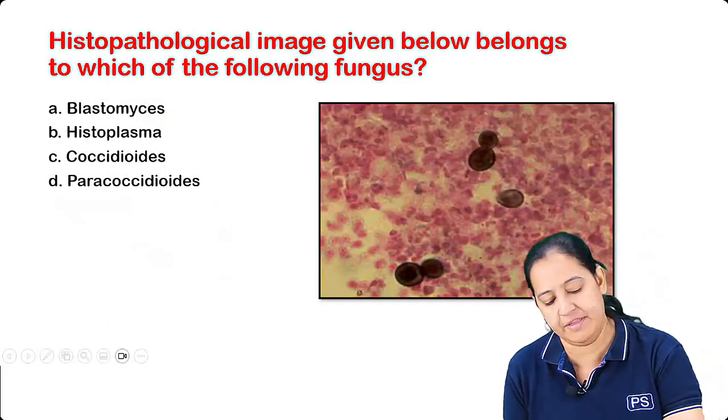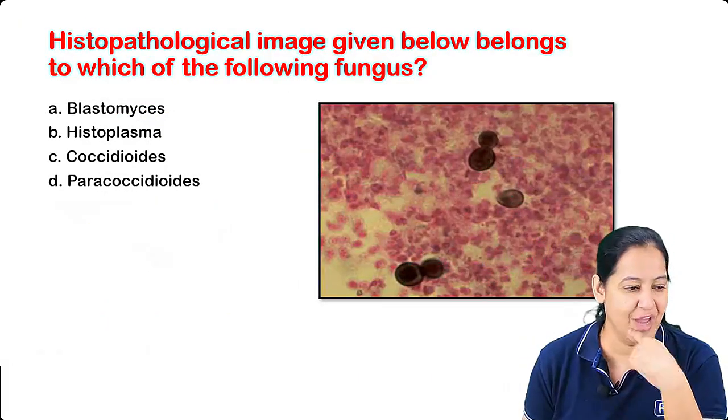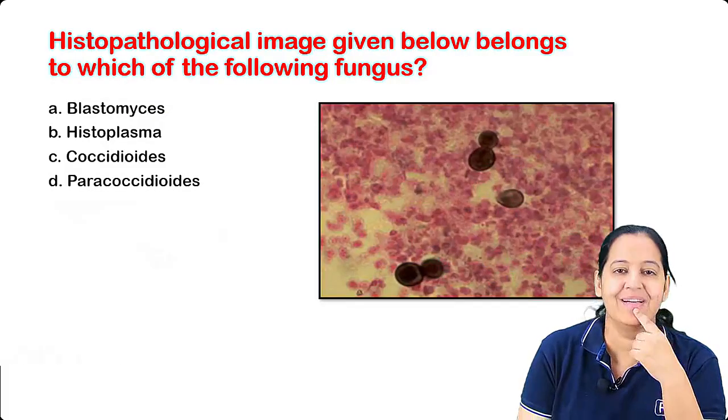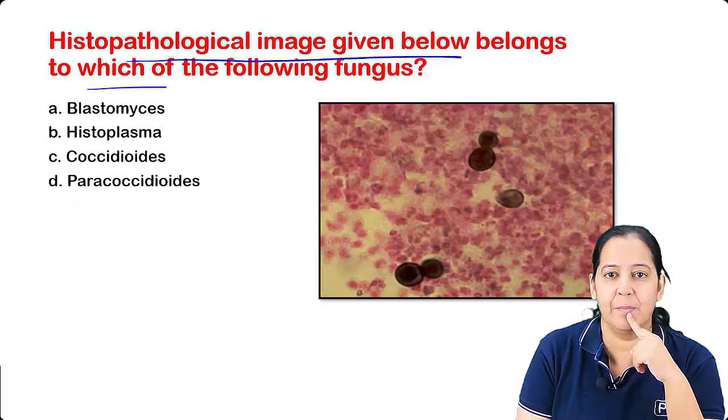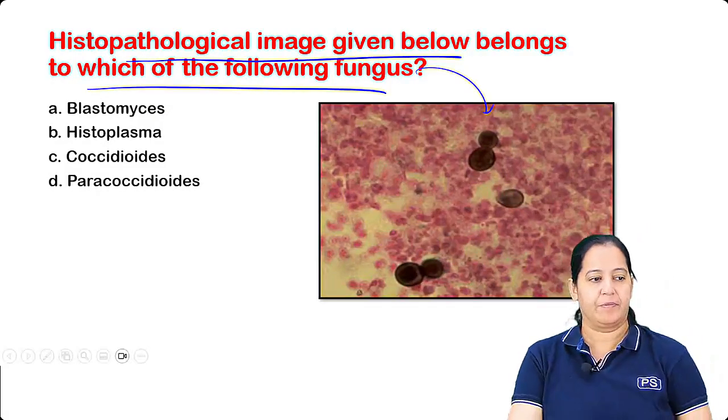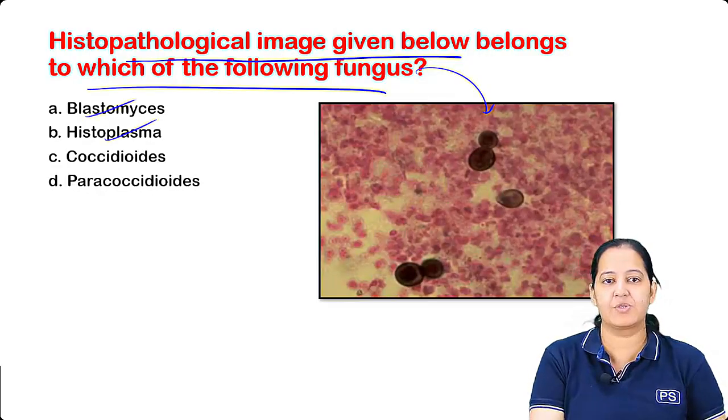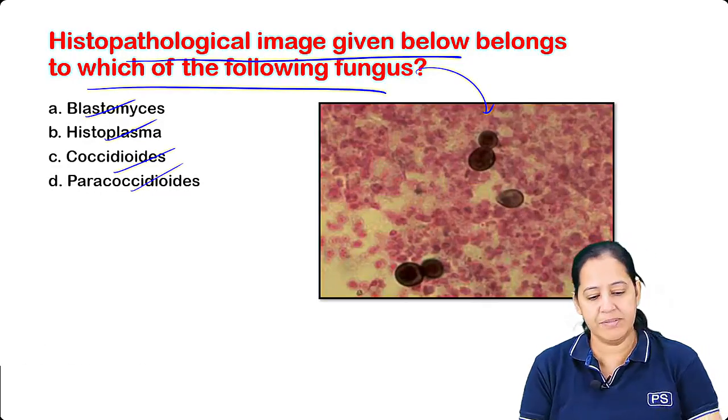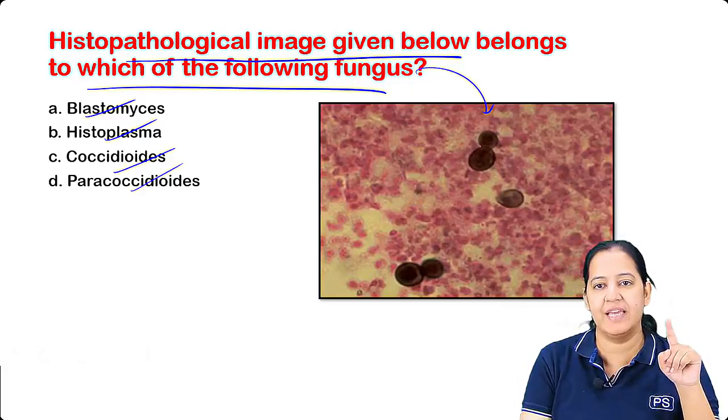Read the question, tell me the answer. The question is not very good. I don't like this question although. Read. So the histoplasma image is given; it belongs to which fungus? What do you say? Is it blasto or histo or coccidio or paracoccidio? What do you see in the image? In the image, you can see the budding yeast.